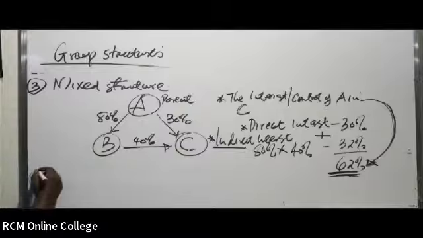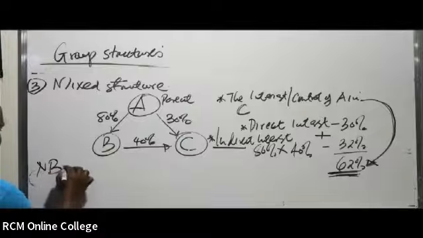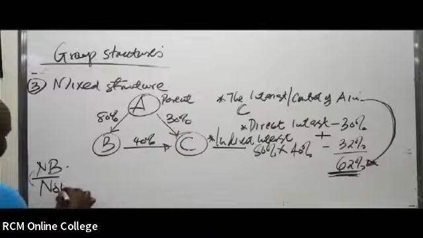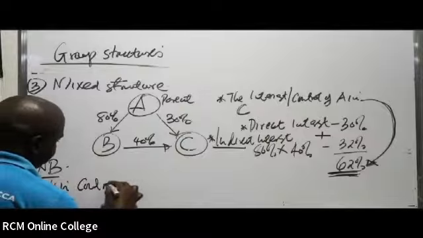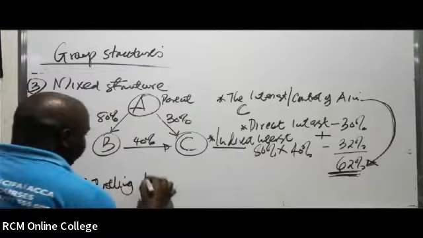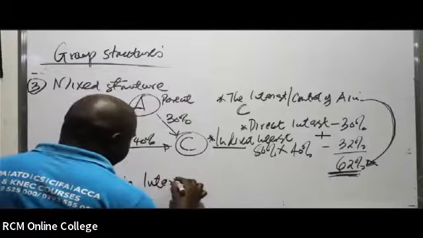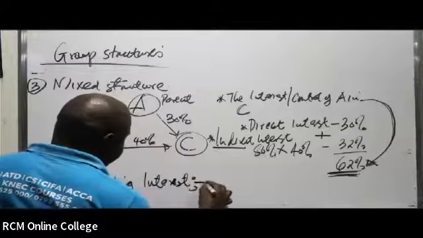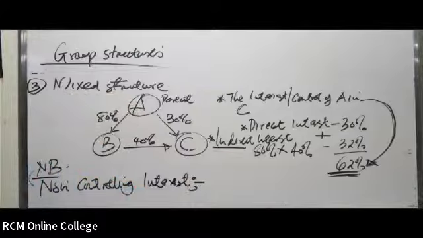So you can write somewhere NB. After the group structures, write somewhere NB, and you write non-controlling interest. I forgot to put it under the definition of the different terms. You write non-controlling interest as an NB. Then you define this non-controlling interest like this.